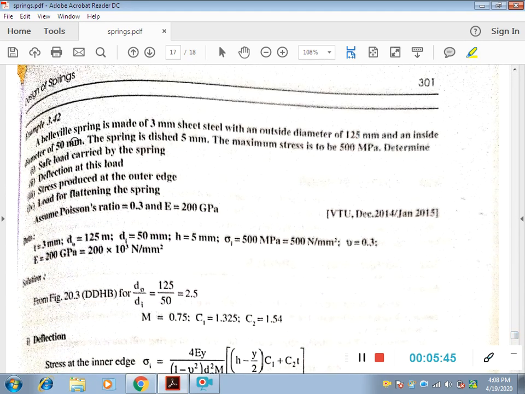Here, a Belleville spring is made up of 3 mm sheet steel with an outside diameter of 125 mm and an inside diameter of 50. The spring is dished. Dished is 5 mm. The maximum stress is to be 500 megapascal. Determine shape load, deflection, stress at the outer edge, and load for flattening the spring. As given, assume Poisson's ratio is 0.3 and E equal to 200 megapascal. If nothing is given, assume the default Poisson's ratio is 0.3 only.